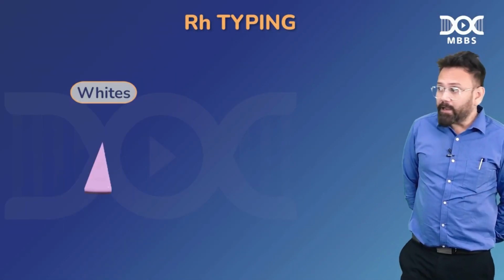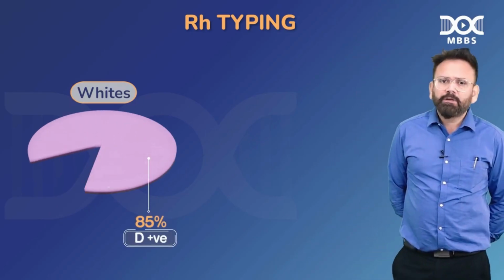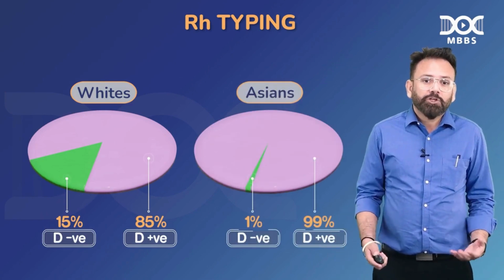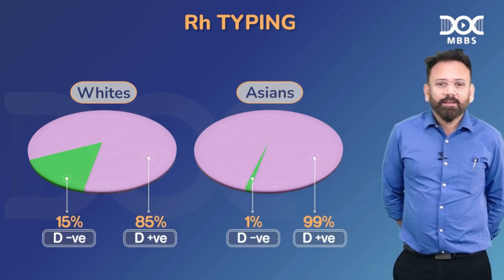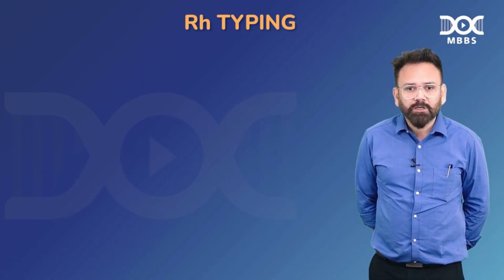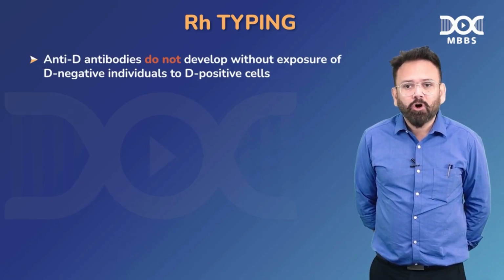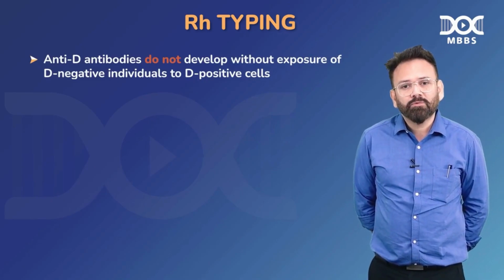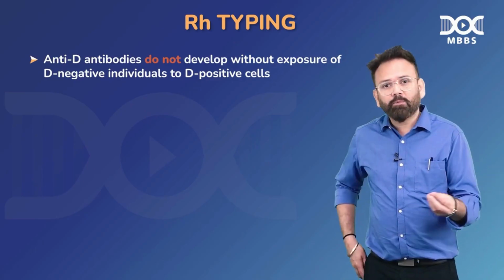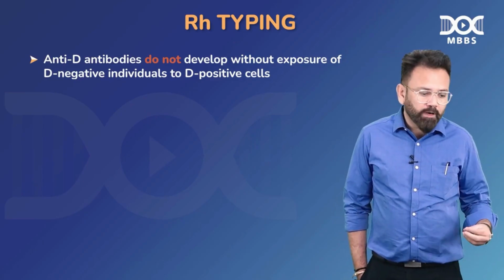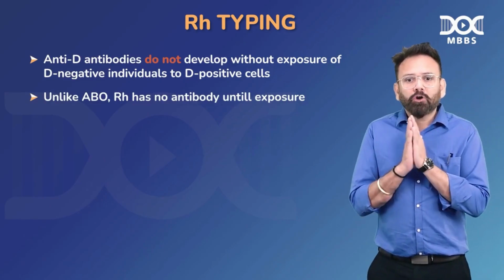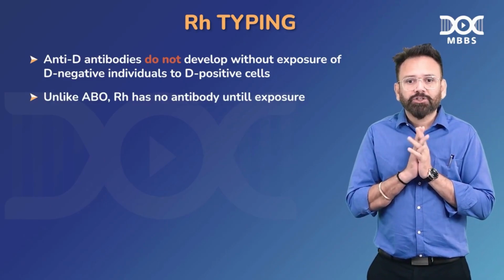So 85% of the white population is D positive and 15% are D negative, and over 99% of Asians, we are Asian, 99% are positive. If you see anyone, almost most of you are positive. Now, unlike antibodies of the ABO system, anti-D antibody does not develop without exposure in the D negative. I told you, like in the ABO, if you have antigen A, you have antibody B. If you are blood group B, you have anti-A. But in the case of Rh, until you are exposed, you will not have any type of antibody for Rh.